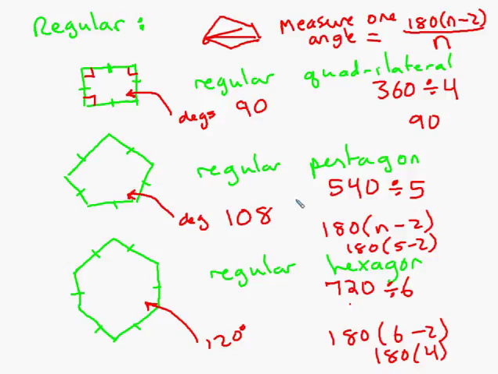Mr. K, I have a question. Yes. How'd you get 108 degrees for the regular pentagon? We took 540, which is the total degrees in the whole thing. So there's 540 degrees in this whole thing. And then we see there's how many angles? 1, 2, 3, 4, 5. So we divide it by 5. Well, what's that 180 parentheses n minus 2? And that's us figuring out this 540. Oh, okay. I was getting confused. I see now.